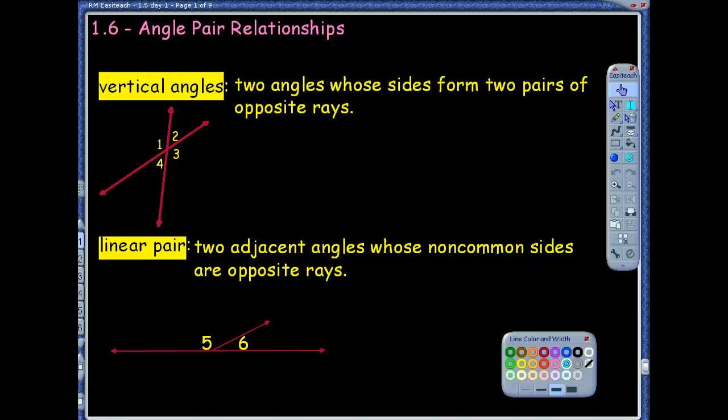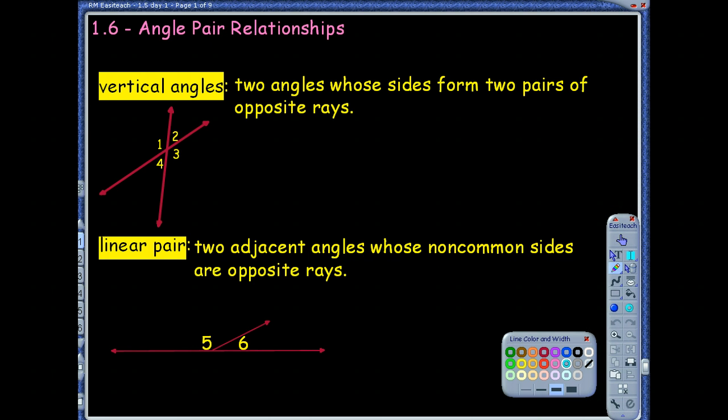Section 1.6 is talking about angle pair relationships. And I'm just going to tell you right now that the angle pair relationships that we look at here are really important throughout this entire course. We're going to be talking about vertical angles and linear pairs for quite some time now. So just be aware that you need to really make sure we understand this vocabulary.